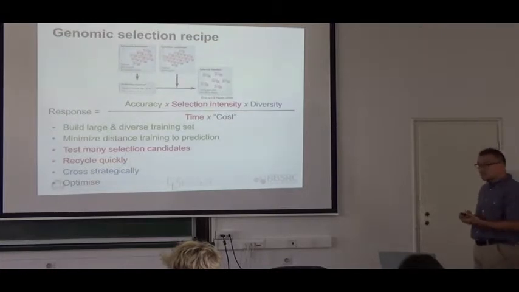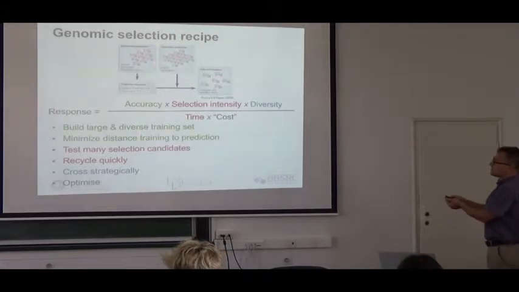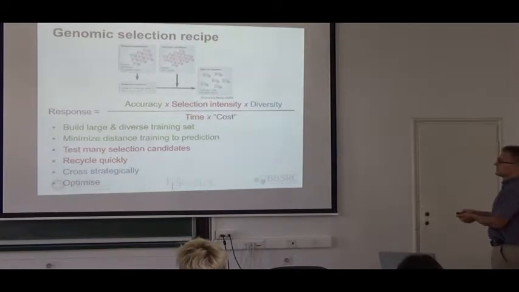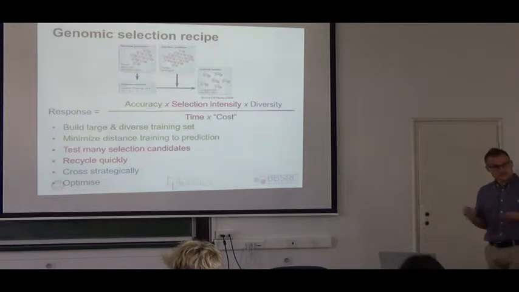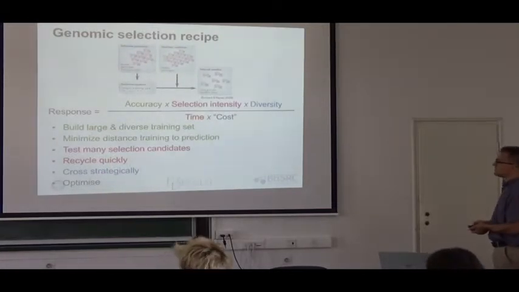So a recipe to maximize response to selection would be to build a large and diverse training set, because that's going to give us very accurate predictions of breeding values. We want to minimize the distance between the training and the prediction set, because then the accuracy is high. We want to test as many selection candidates as possible in order to increase the selection intensity. We need to recycle our animals as quickly as possible in order to reduce the generation interval.